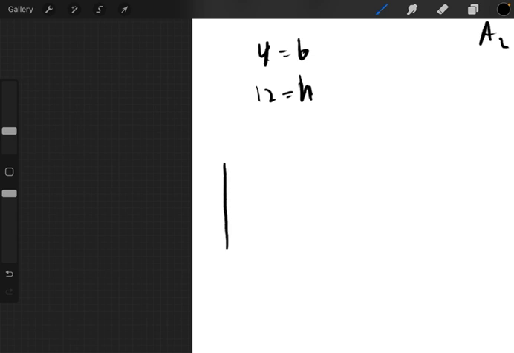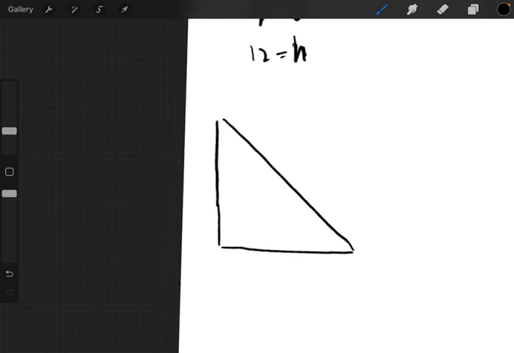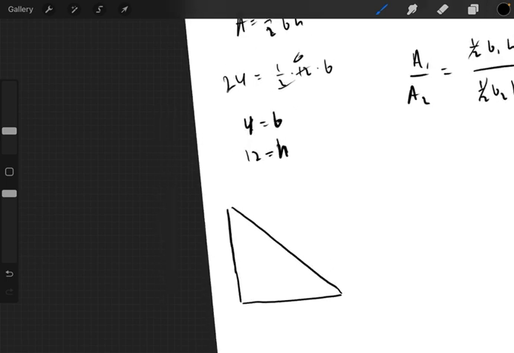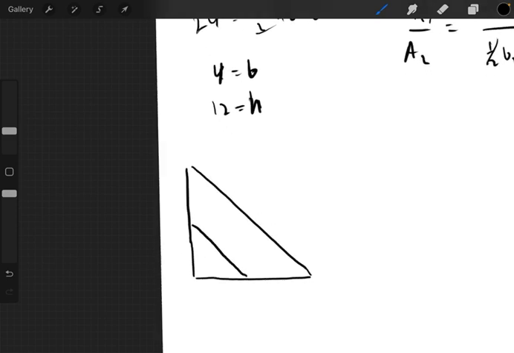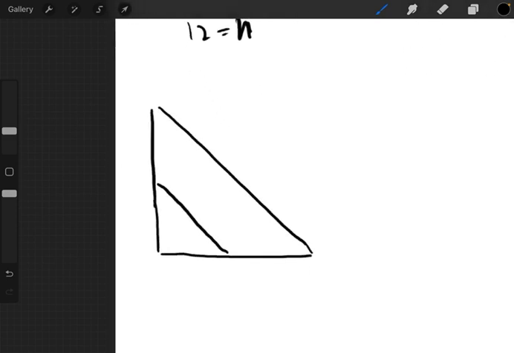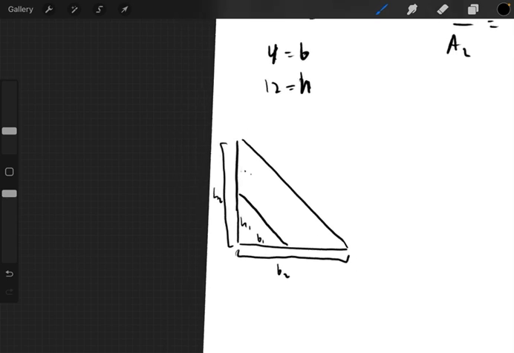Let's look at a triangle. And then let's look at a smaller triangle inside of it. This has a height of H1 and a base of B1. Sorry, this entire thing is H2, and this has a length of B2.